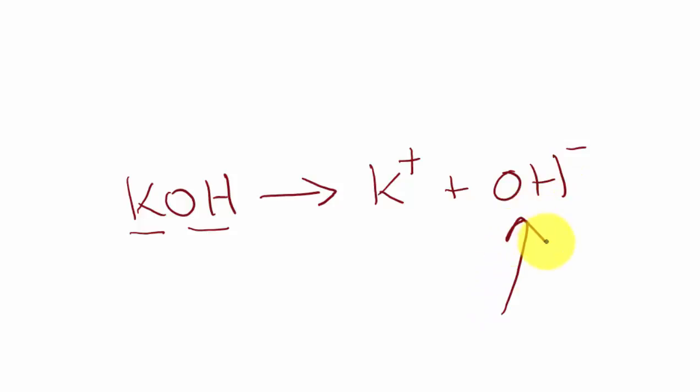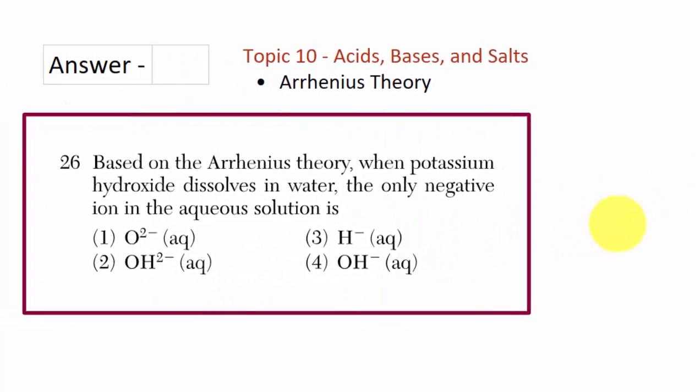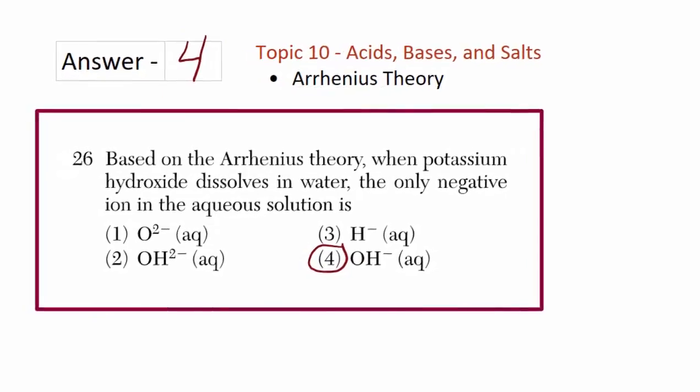Any substance which produces hydroxide ions in solution as the only negative ion is referred to as an Arrhenius base, and that is consistent with this compound. So we're going to select answer number 4, which correctly depicts the formula of the hydroxide ion. There are several little decoys here. Just be careful. Make sure you pick the one that's really hydroxide.